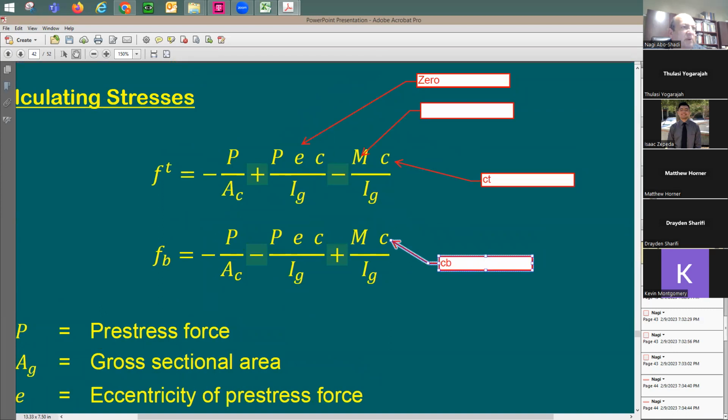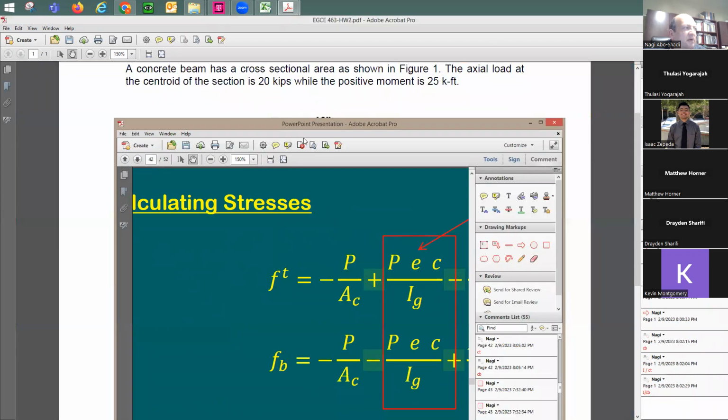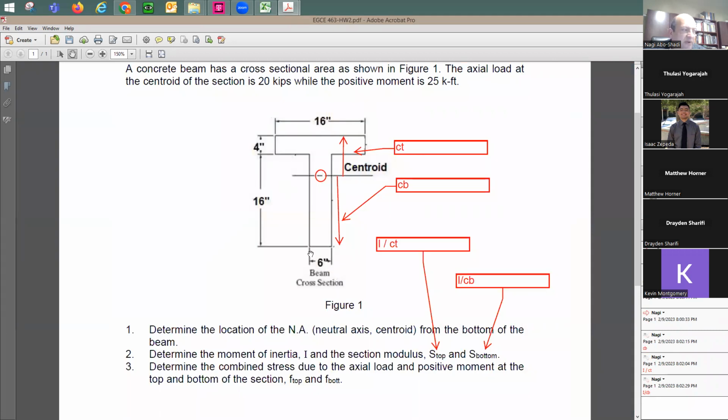If eccentricity is equal to 0, this means this term is just gone, right? Nothing here. And the P force, how much is P? They say 20 kips. Cross-section area, you figured that, right? And with that, figure out the stress.